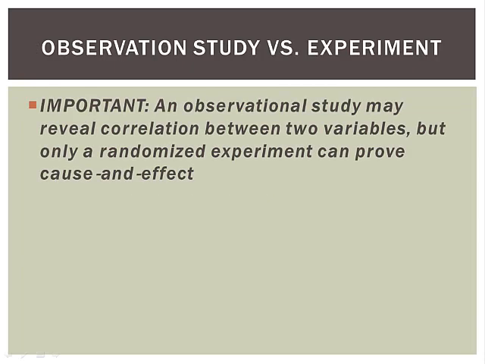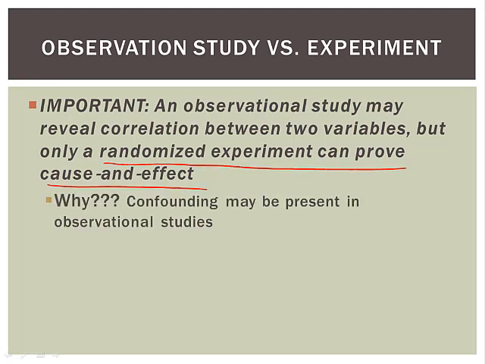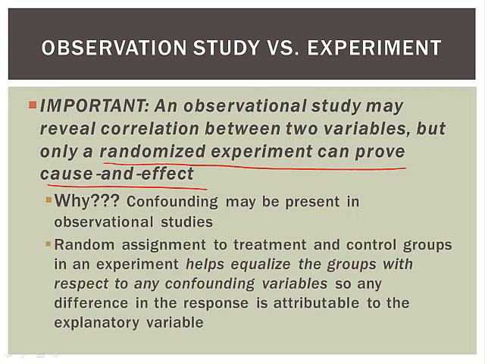So observational studies versus experiments. An observational study may reveal correlation between two variables, but only a randomized experiment can prove cause and effect. Why? Well, this is because confounding may be present in observational studies, as we just talked about. Random assignment is when we randomly assign to treatment and control groups. So picture a bunch of students here. These little dots are the students, and I randomly put one half in the experimental group and one half in the control group by random assignment. That helps equalize the groups, and it helps remove some of those confounding variables. So any difference in response we can actually attribute to the explanatory variable, whatever that happens to be.